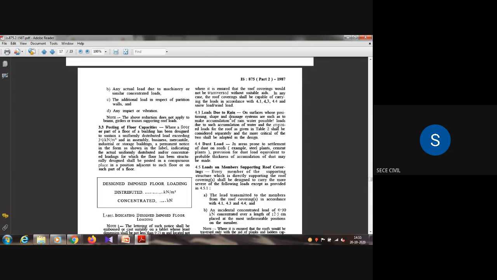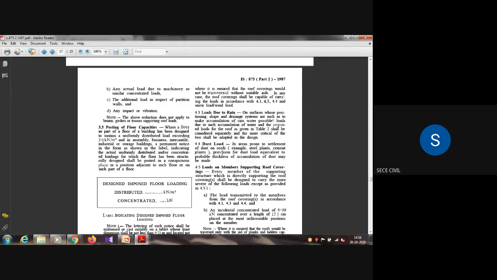Loads due to rain means on surfaces whose positioning, shape, and drainage system are such as to make accumulation of rainwater possible. If you are considering the rainwater load, then accumulation of rainwater should be possible in that type of roof. If the roof is flat and the drainage is very poor, the rainwater will store in that roof. Then we have to consider the rainwater load also.